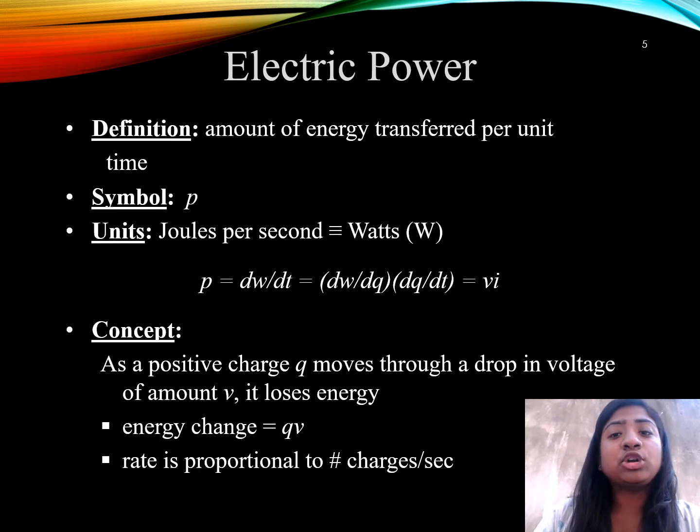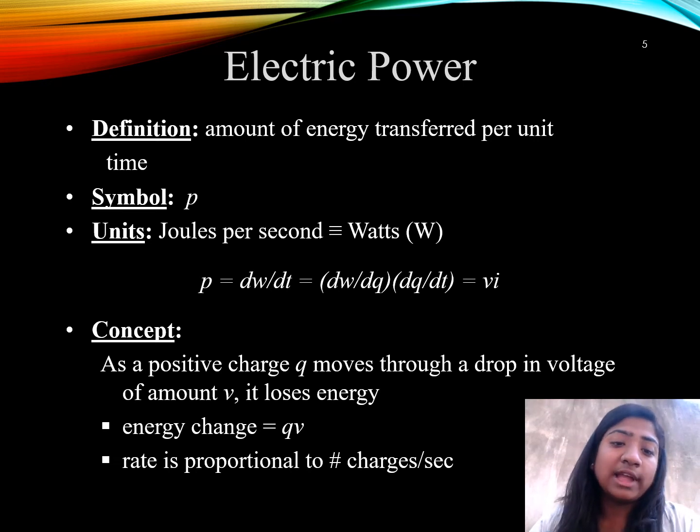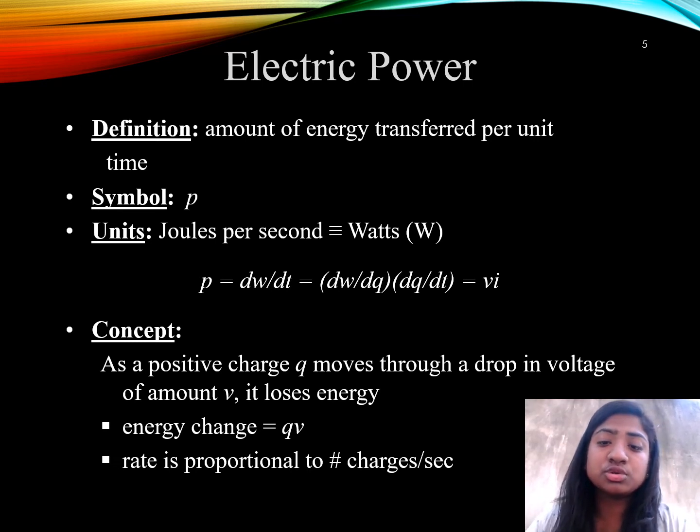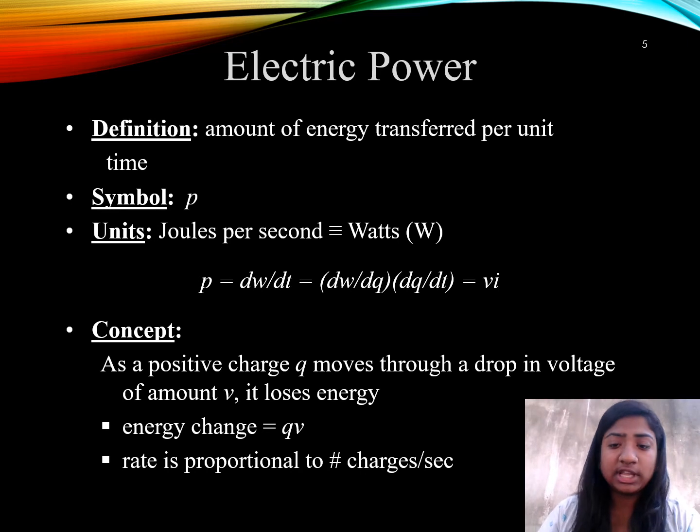Electric power. It is the amount of energy transfer per unit time. It is denoted by P. Its unit is watt, nothing but joules by second. P equals dW by dt, that is VI. As a positive charge Q moves through a drop in voltage of amount V, it loses energy. Energy change equals QV. Rate is proportional to charges per second.